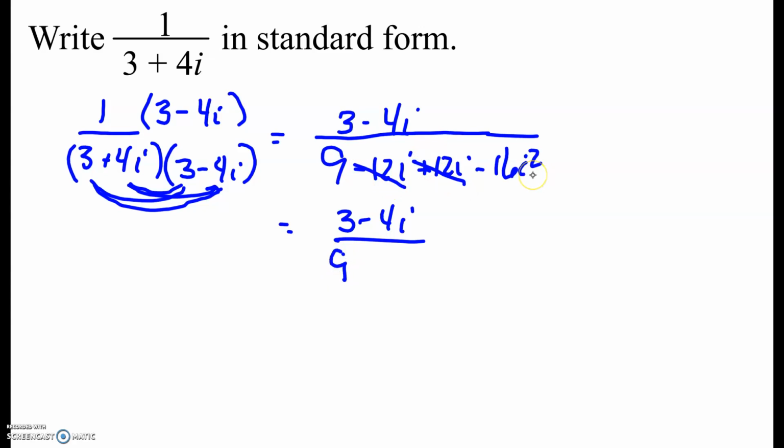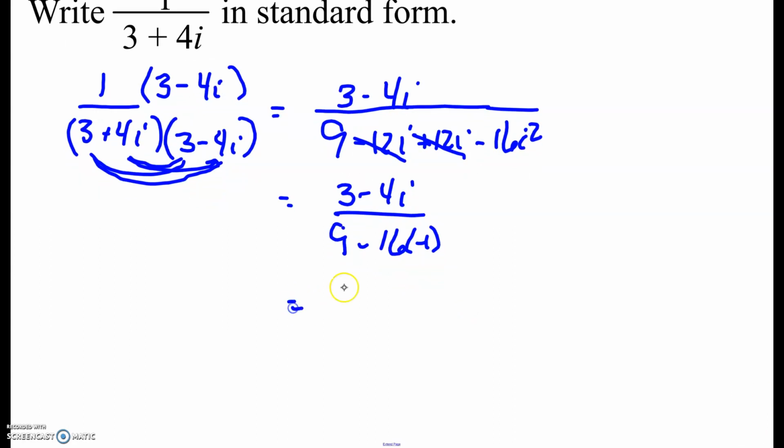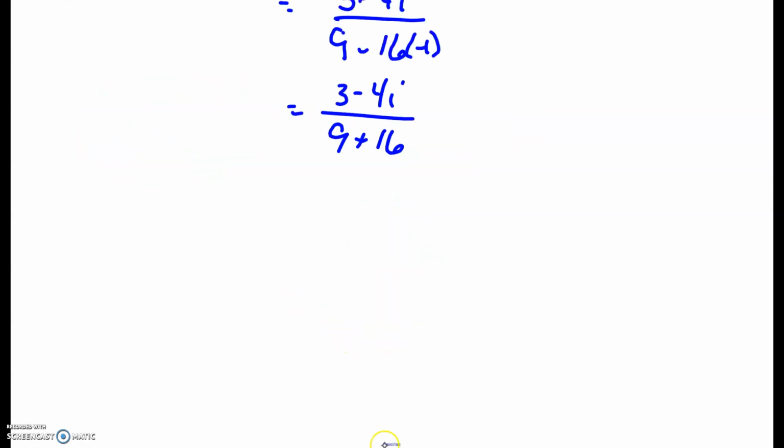And then we're going to use the fact that i squared is negative 1. So we have a minus 16 times negative 1, which is the same as 9 plus 16, which is 25. Now, technically, this is not in standard form.